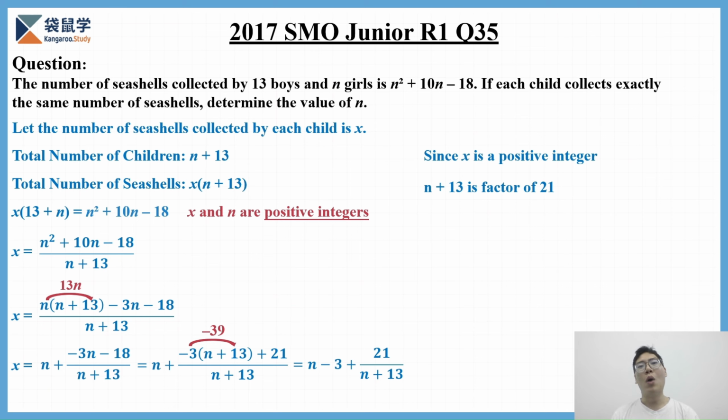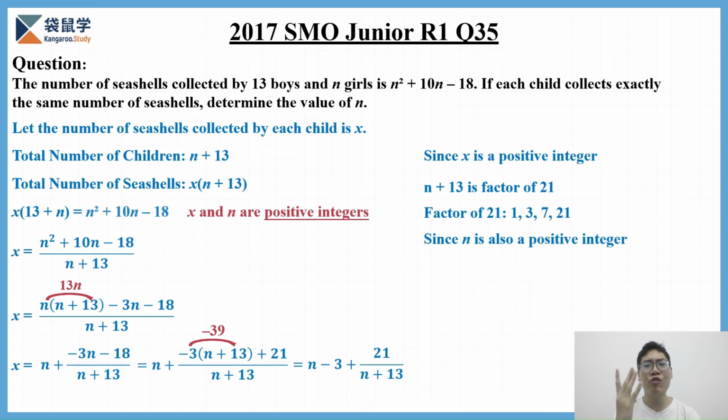So now, what are the factors of 21? Yes, they are 1, 3, 7, and 21. And before that, we also know that n is a positive integer. So among these four numbers, which of them satisfies the criteria that n is a positive integer? Yes, it is 21 only, because 1, 3, 7 are all smaller than or equal to 13. So in this case, what would be the value of n? Congratulations everyone, the value of n is 8. So for this question, the answer will be 8.